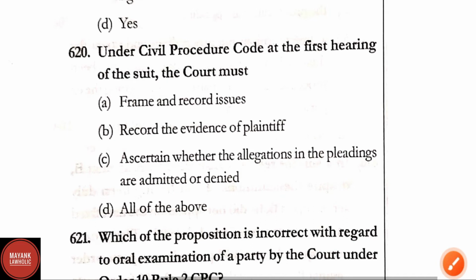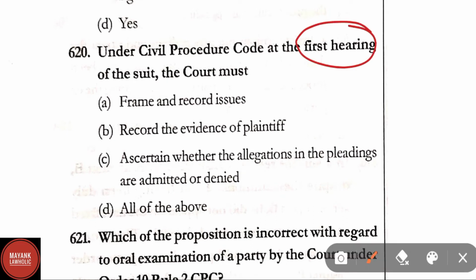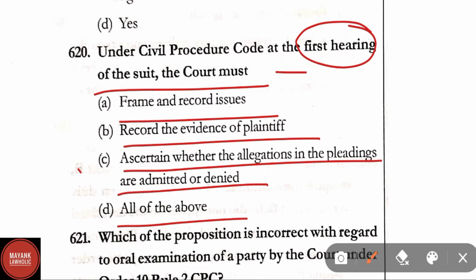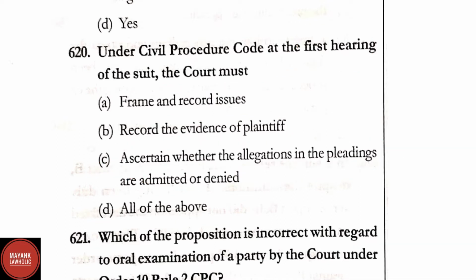Question number 620. Under CPC at first hearing of the suit, the court must frame and record issues, record the evidence of the plaintiff, ascertain whether the allegations in the pleadings are admitted or denied, all of the above. Here correct answer is option C, that is ascertain whether the allegations in the pleadings are admitted or denied.